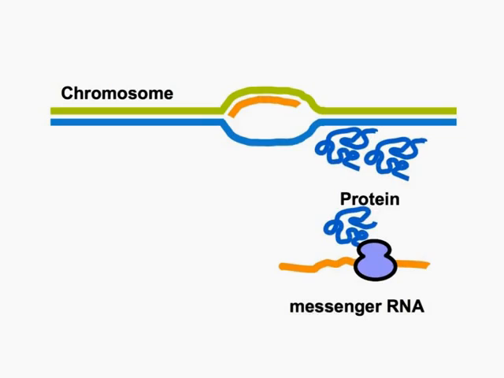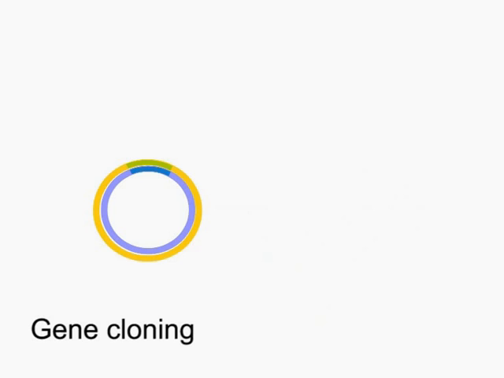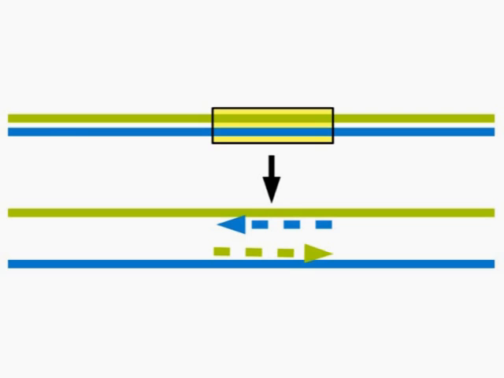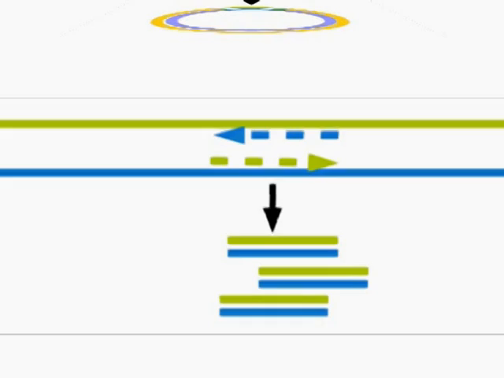To do this, we clone the gene of our protein of interest into bacteria to permit its production or expression in massive quantities. This pair of strands represents a section of the chromosome. The yellow box on the chromosome symbolizes the gene for the protein of interest. An enzyme called DNA polymerase is used to create many identical DNA copies of the gene. The copies are then inserted into a circular bacterial chromosome called a plasmid.